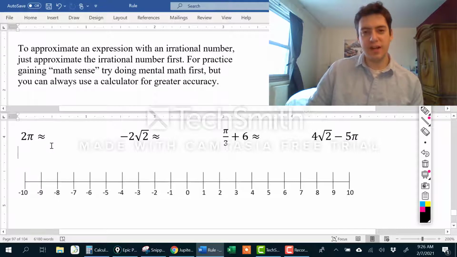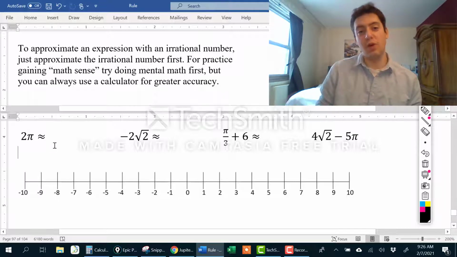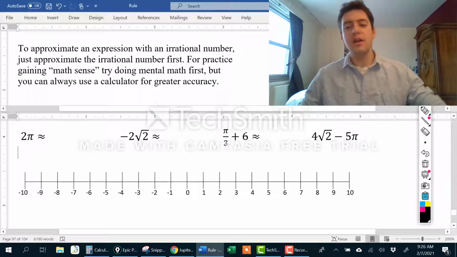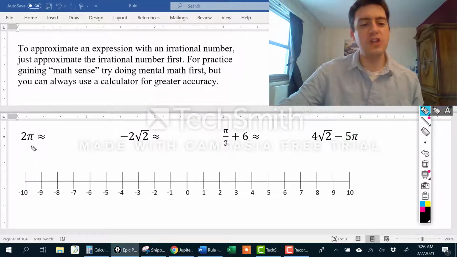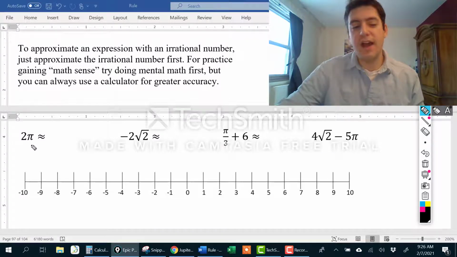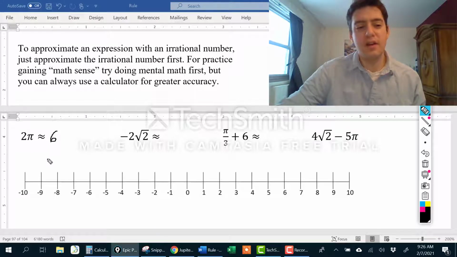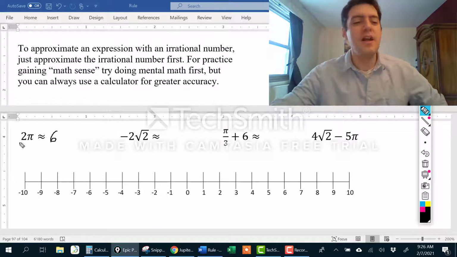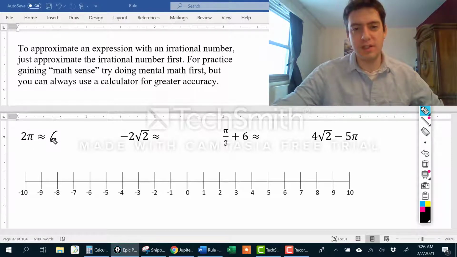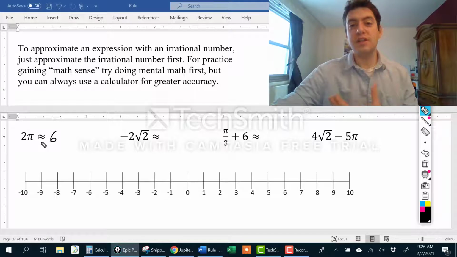And we could get different answers here depending on how accurate we want our approximation to be. So if I just use the number 3 as my approximation for pi, then I would have 2 times 3, which is 6. Okay, so I could say that 2 pi is approximately equal to, remember this squiggly equal sign means approximately, not exactly, 2 pi is approximately equal to 6. I used 3 as my approximation.